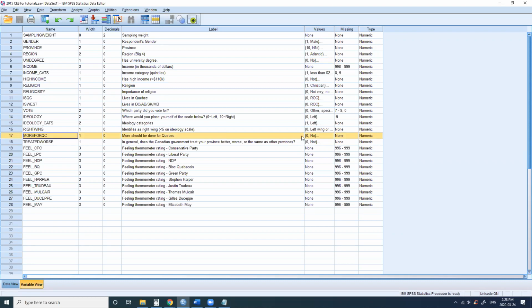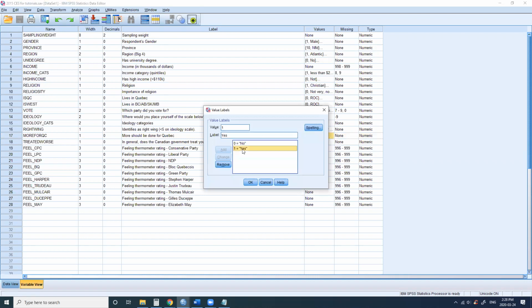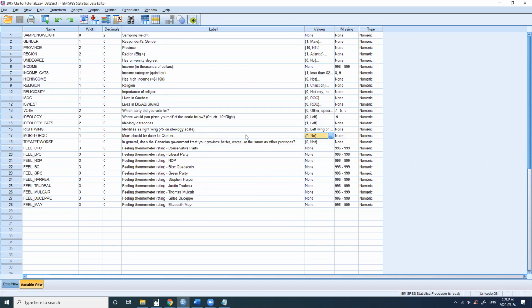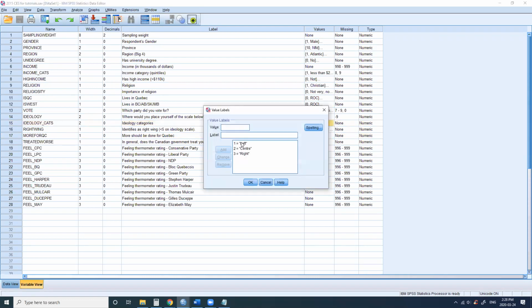So this is a question where they ask, how much more should be done for Quebec? Much more, somewhat more, about the same as now, somewhat less, much less. And this is coded as 1 if somebody says much more or somewhat more, and 0 if somebody gives any other option. And our independent variable, we'll actually look at an ordinal independent variable. So we'll look at ideology categories. Variable number 15, this is coded as 1 for left, 2 for center, 3 for right.